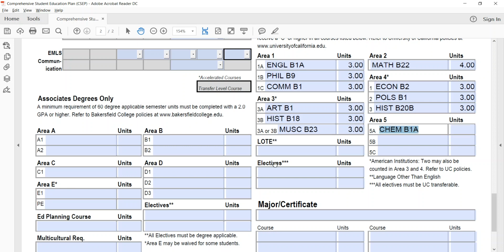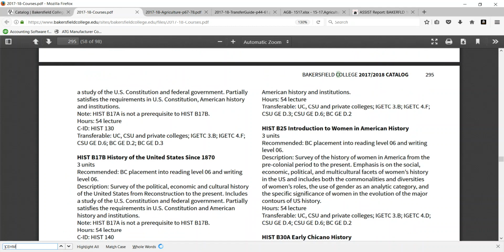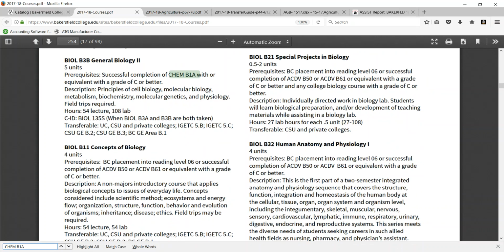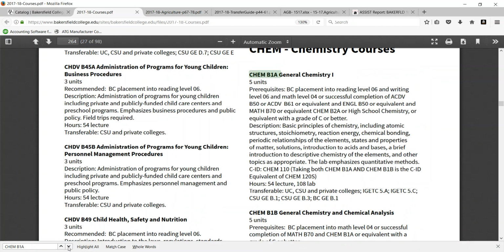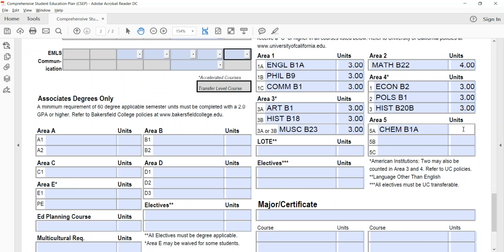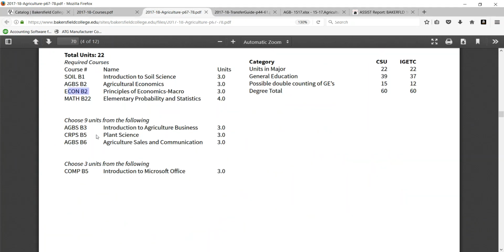I'm not sure how many units that is, so I'm going to go back over here. And that is, oh, let's see, there it is, 5 units. Woo, it's a doozy. So when we plan our semester plan, we probably won't want to take that with a lot of harder classes. Okay, let's go back to our transfer guide, and we need one from this area. Again, going with Ag Business, Crops B5. We've actually embedded it into your curriculum, so Crops B5 is right there.